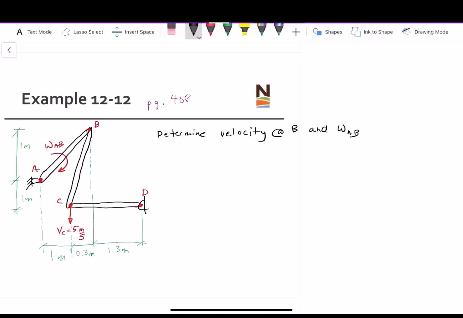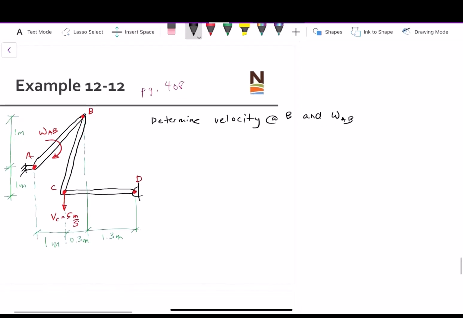Now remember that instantaneous centers only work for one body at a time. We don't really need to worry about the body or link CD because we already have a velocity at C. So really what we're going to do is just look at link CB. That's because we're given a velocity at one end, and at the other end is the velocity that we need to find. In order to isolate this, let's take a look at just that link on its own. So I'm going to go ahead and draw the link BC.